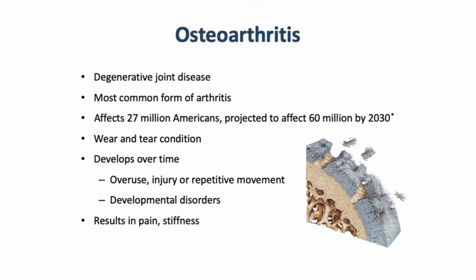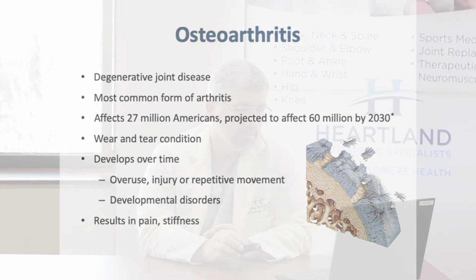We'll be talking about osteoarthritis today, which is the most common type of arthritis we see in the orthopedic clinic. It's known as degenerative arthritis and affects 27 million Americans, and is projected to affect 60 million by 2030. It is a wear and tear condition that develops slowly over time, resulting from overuse, injury, and repetitive use. Developmental disorders of the joint, particularly of the hip, will result in this as well. The end result is pain, stiffness, and immobility.